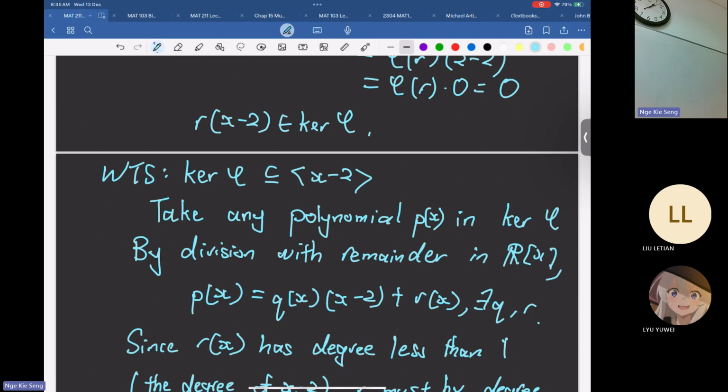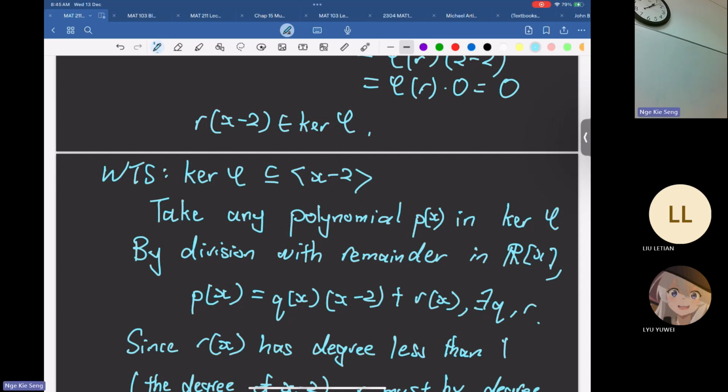So what does division with remainder tell you? It tells you that you can write p(x) equals some quotient polynomial times x minus 2 plus some remainder. Does this make sense or not? You should imagine like 7 equals 3 times 2 plus 1, like that.